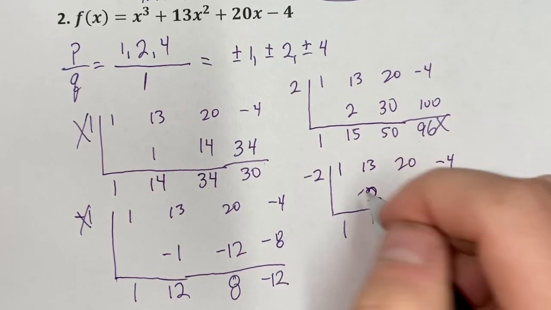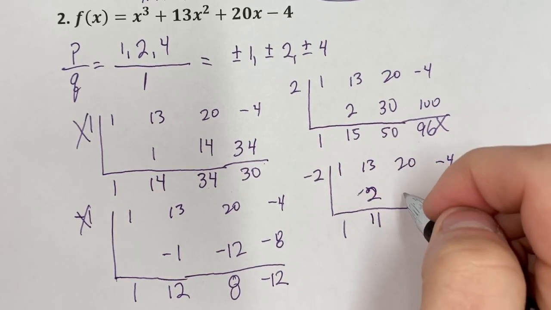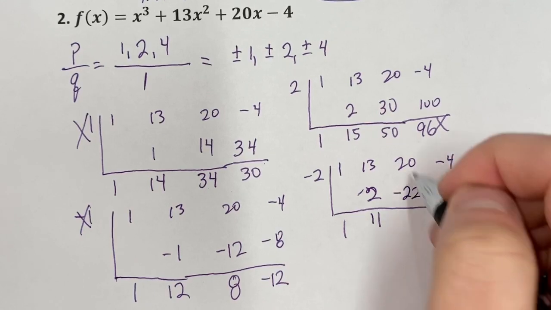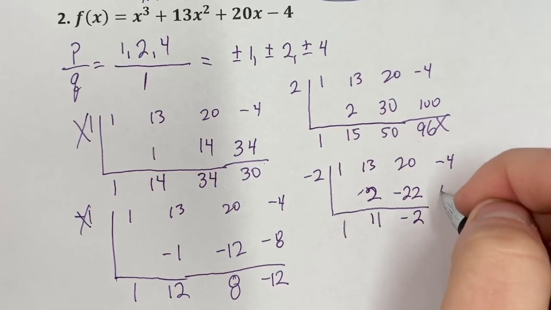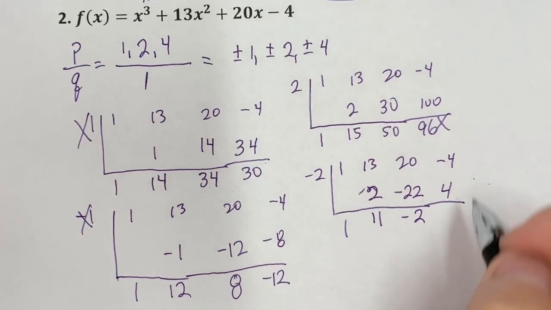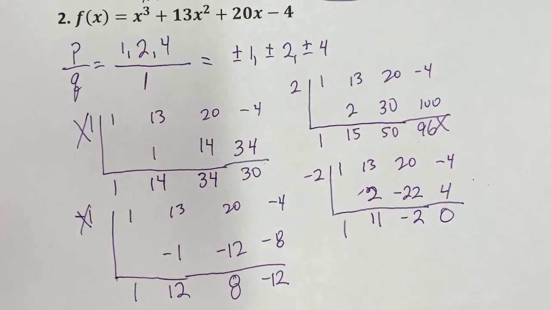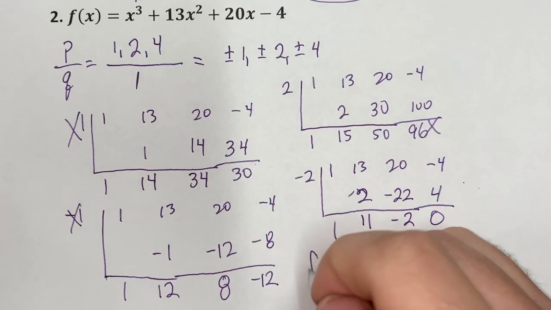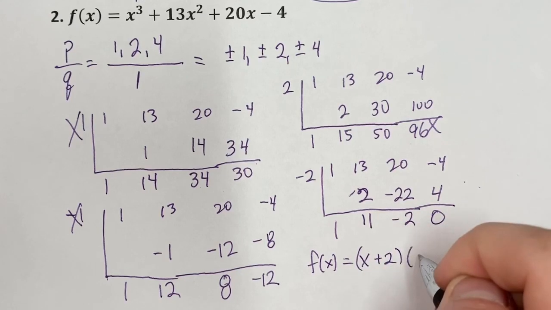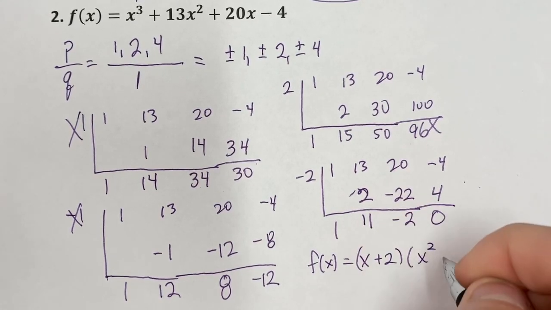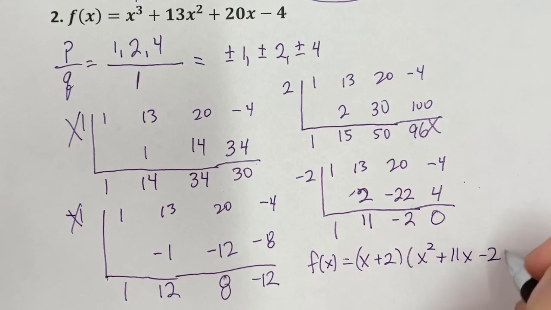13 and negative 2 is 11. Negative 2 times 11 is negative 22. Plus 20 is negative 2. Negative 2 times negative 2 is positive 4. Negative 4 plus 4 is 0. Finally, we found a root. So f of x would be equal to x plus 2 times x squared, coming from the quotient, plus 11x minus 2.